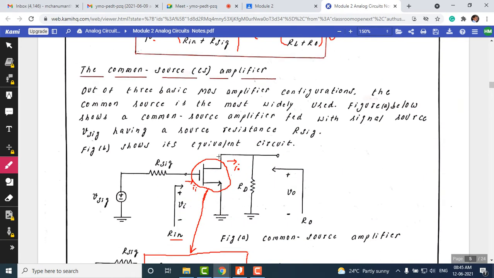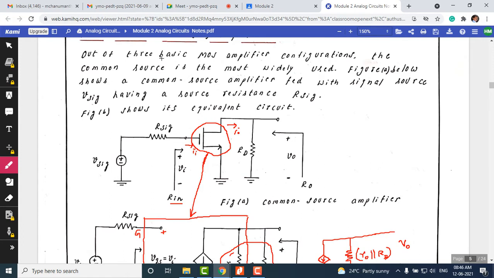Next, we need to discuss the different amplifiers. The first among them is the common source amplifier. Shortly, we denote this as CS amplifier. There are totally three MOS configurations, and one of them is the common source configuration. Using the common source configuration, we can develop an amplifier. The circuit is as shown here.